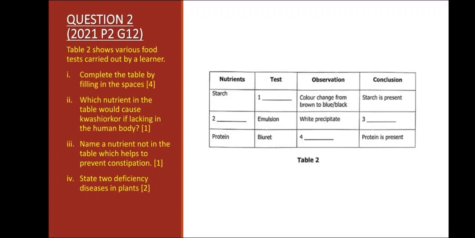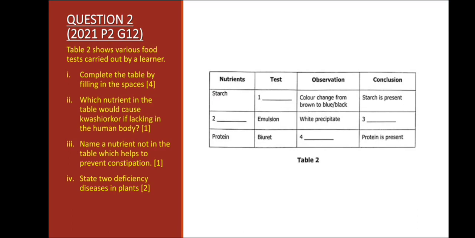All right, so we've got chlorosis. Chlorosis is a deficiency disease in plants. You see the leaves turning yellow, so that's chlorosis, and it is a result of a plant lacking manganese. Manganese is important. So when a plant lacks manganese, it will lead to chlorosis, which is a deficiency disease in plants.